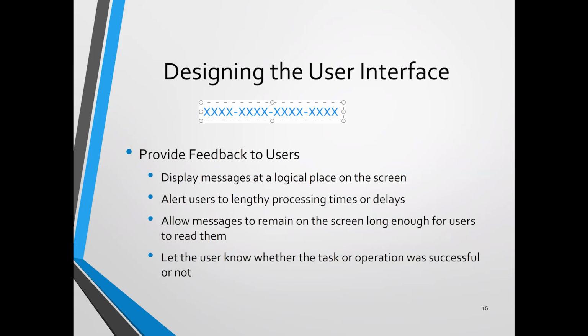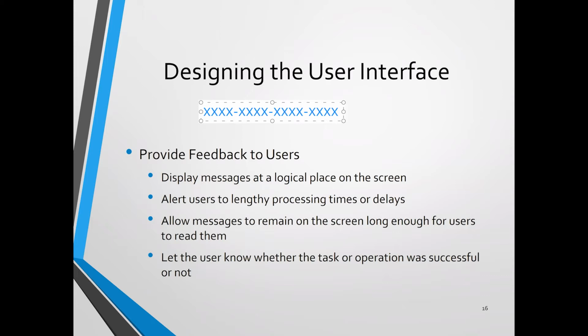We talk about the next rule, that is provide feedback to users. You have to display messages at logical places on the screen. That means if you decide to have the top right corner or the middle right part of the screen to show the error or the feedback to the users, then the middle right part of the screen should always be the place where you show the message for the users on the screen.